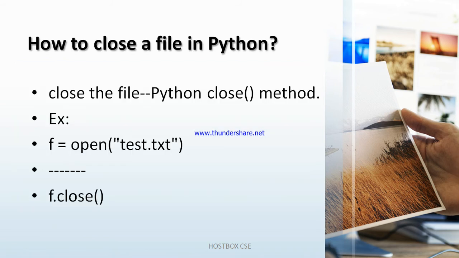So we'll see them one by one here. Now the question is how to close a file in Python. To close a file in Python, we can use the built-in close method. For example, you can write f = open('test.txt') and so on, and complete it with f.close. Don't forget, whenever you do file handling, you have to open the file as well as close the file, that is f.close.